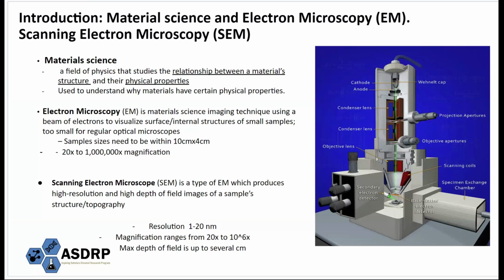The resolution for this microscope ranges from 1 nanometer to 20 nanometers. The magnification ranges from 20 times to 1,000,000 times, and the max depth of field is up to several centimeters. And on the right is an image of the interior of a scanning electron microscope, which is very similar to the one we have at the ASDRP facility.